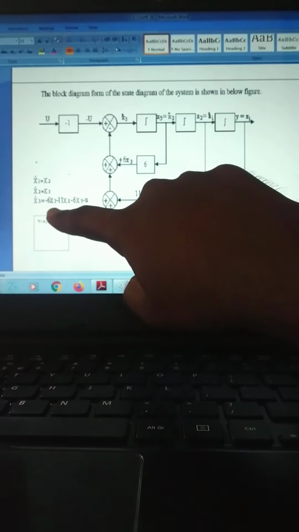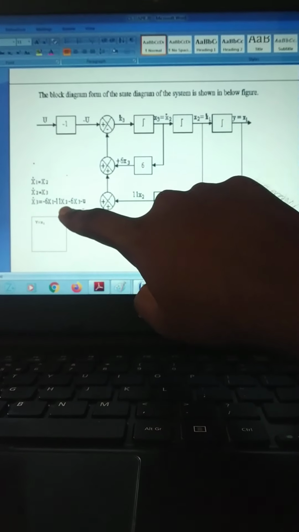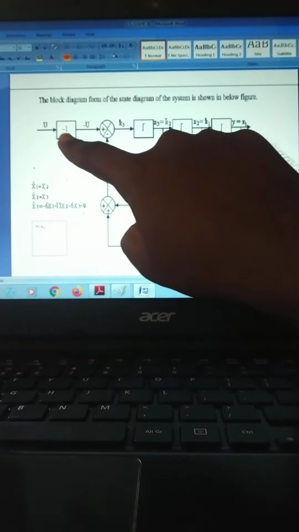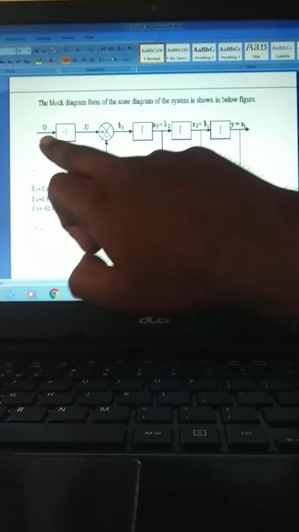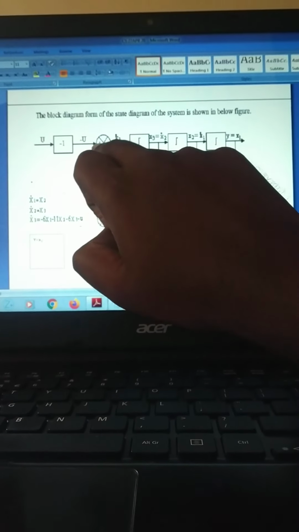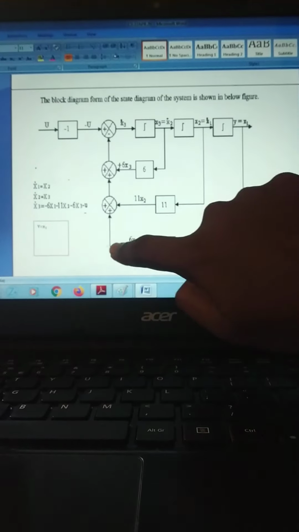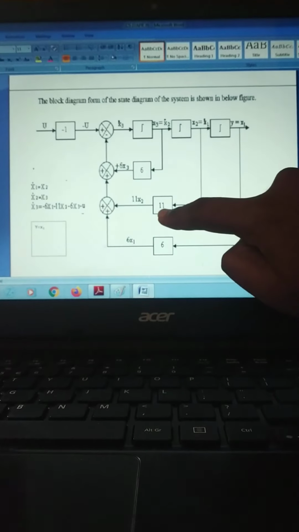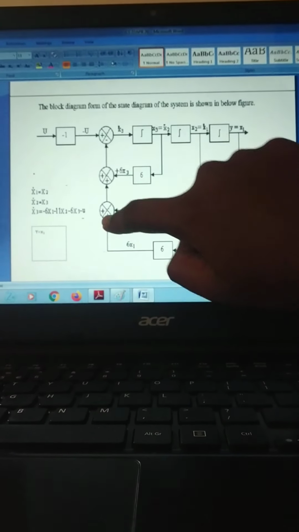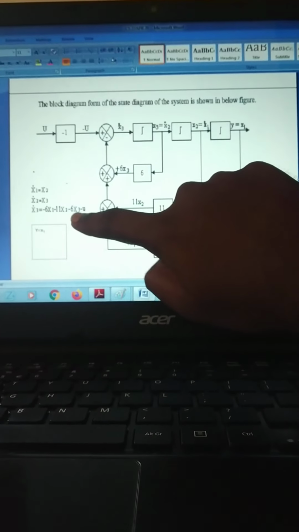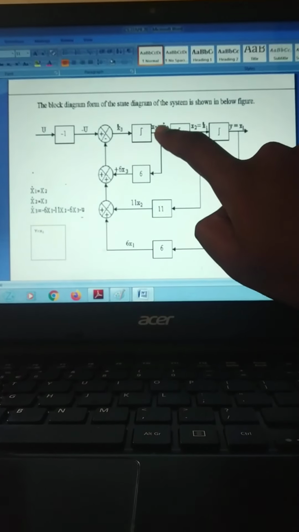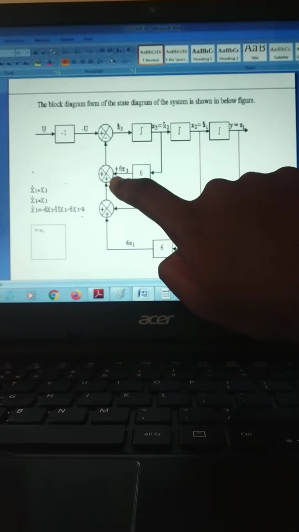Next, x3 bar is equal to minus 6x1 minus 11x2 minus 6x3 minus u. The input is u, multiplied by minus 1, so minus u, and it goes to a summing point. Next, minus 6x1: x1 is placed there with a gain value of 6, giving 6x1, added at the summing point. Next, 11x2: x2 is there with a gain value of 11, added at a summing point. Next, 6x3 is given to the summing point.